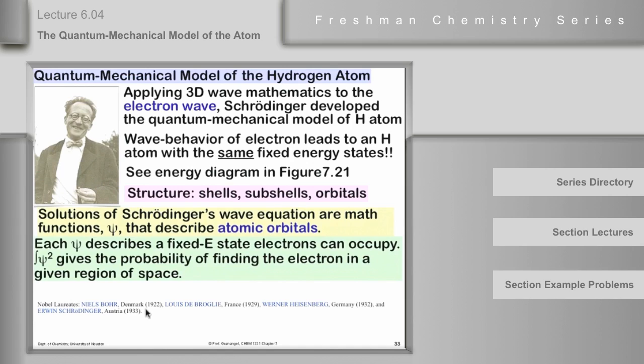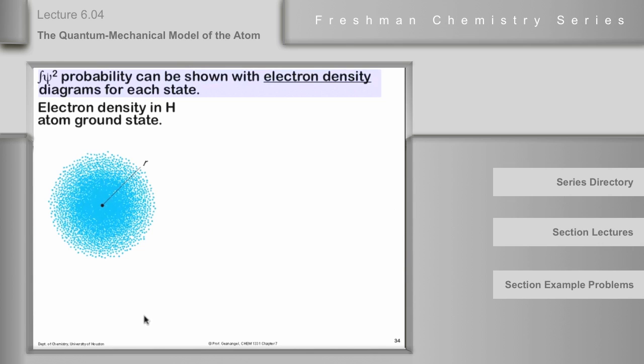Niels Bohr got the Nobel Prize in 1922. Louis de Broglie got it in 29. Heisenberg got it in 32. And Schrödinger got it in 33. There has never been a series of scientific advancements that matched what these fellows did. Now, I want to talk about the quality and the characteristics of Schrödinger's states of the hydrogen atom. Remember, this just was the hydrogen atom.